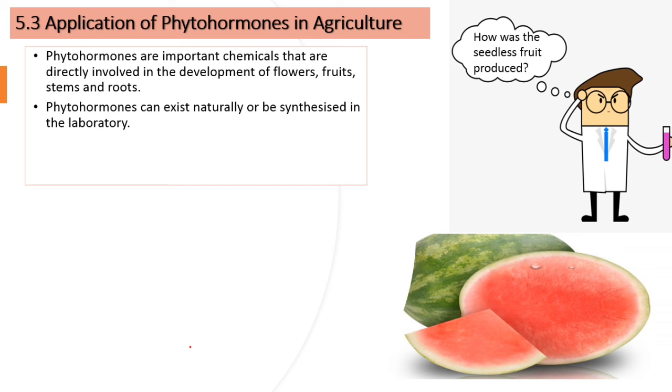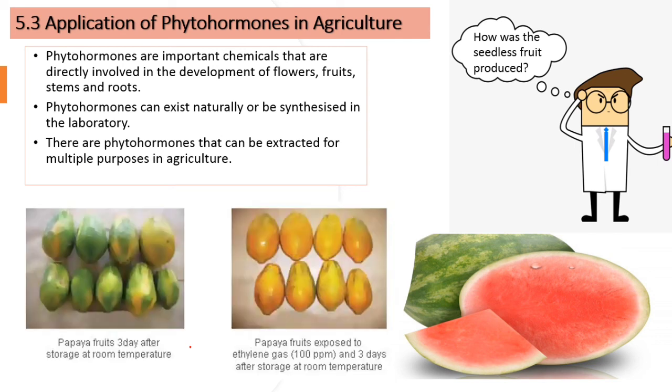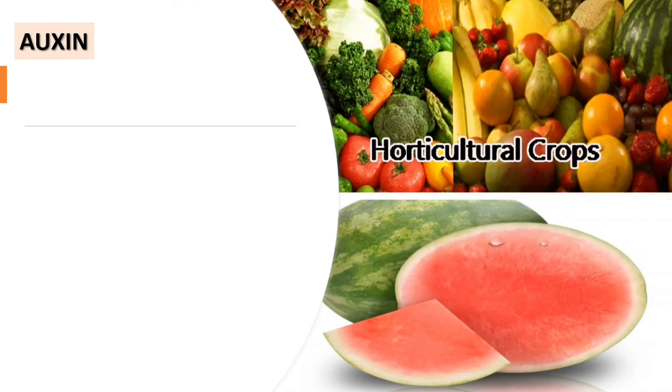Phytohormones can exist naturally or be synthesized in the laboratory. There are phytohormones that can be extracted for multiple purposes in agriculture. This is also an application of phytohormones, the ethylene gas. So let's discuss more about auxin.